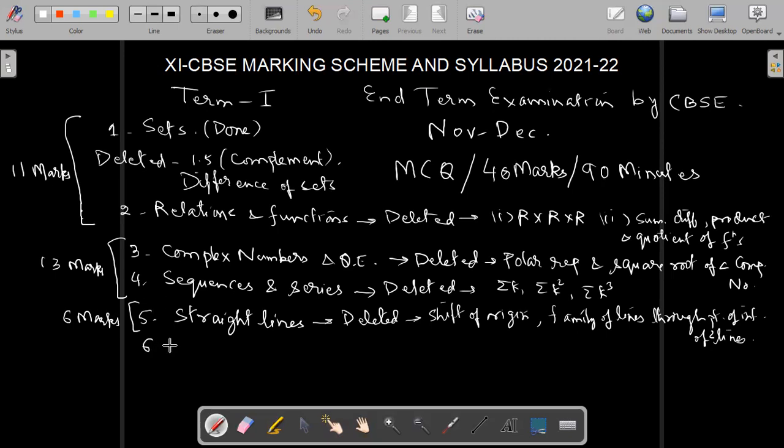Then 6, limits. There is no deletion. The full chapter we have to do. And this is having 4 marks. This whole will consist of 40 marks, this 40 marks paper. And 7th, last, is statistics, having 6 marks weightage.